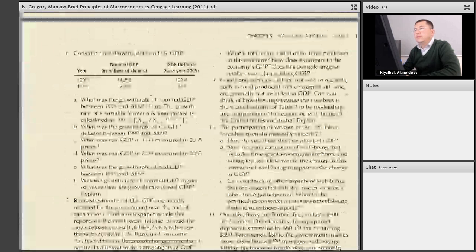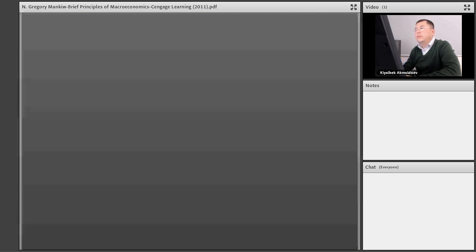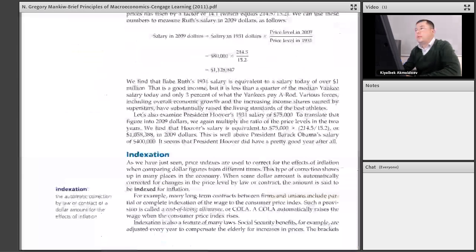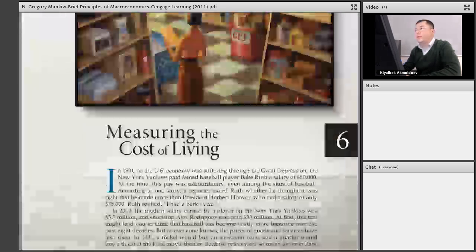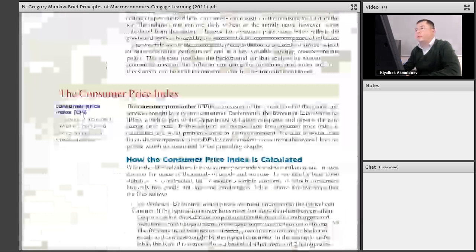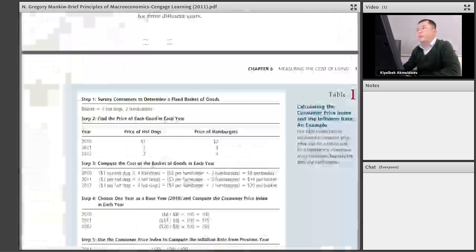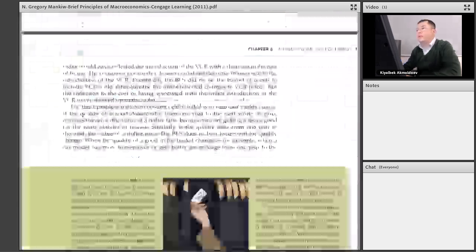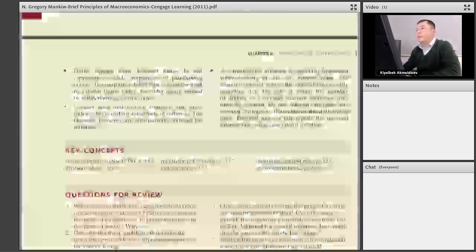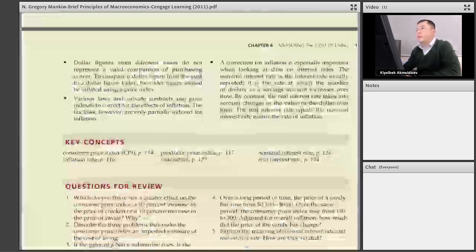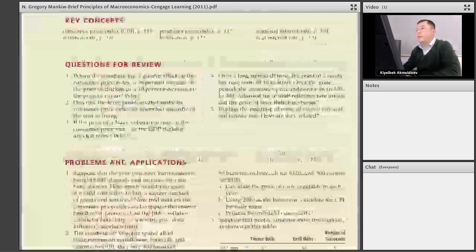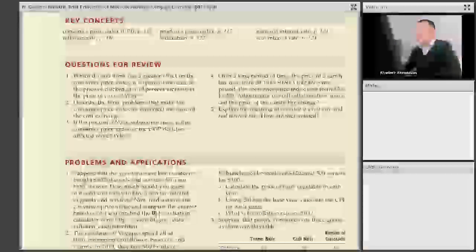Now let's look at the next chapter. As you know, the consumer price index, or CPI, and the cost of living is usually chapter 6 plus. So let's discuss these questions now.